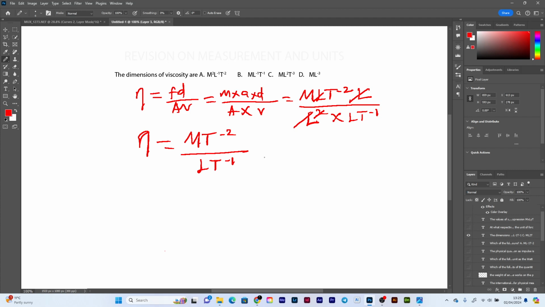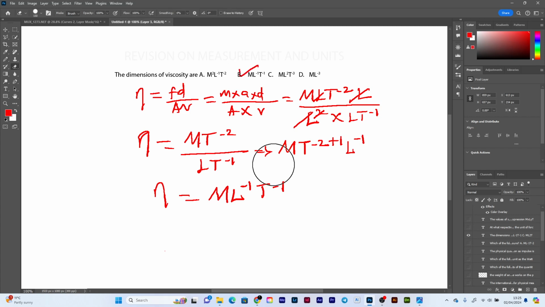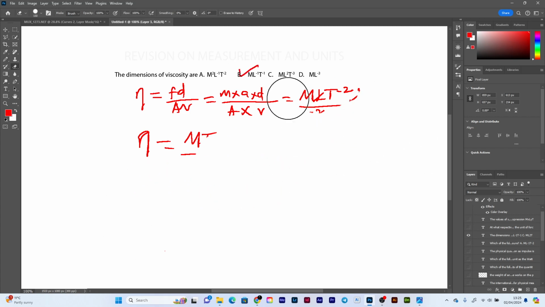Okay, so if this should be the case right now, this is going to be M t raised to power minus 2 plus 1. Then this is going to be L raised to power minus 1 from indices, and our result is going to be capital M L raised to power minus 1 and T raised to power minus 1. So option B is the right answer to this. I hope you understand this. If you don't, let me know in the comment section.